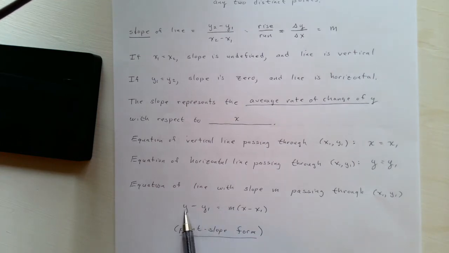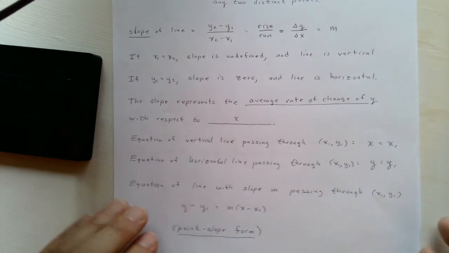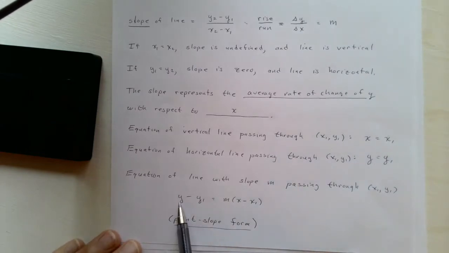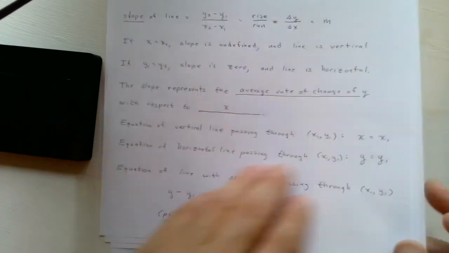It's important that when you see y here and x, these are variables. m, x1, and y1 are always going to be constants when you plug them in. So an equation in point-slope form will have something like y minus 1 equals 3 times x minus 2, or something like that.